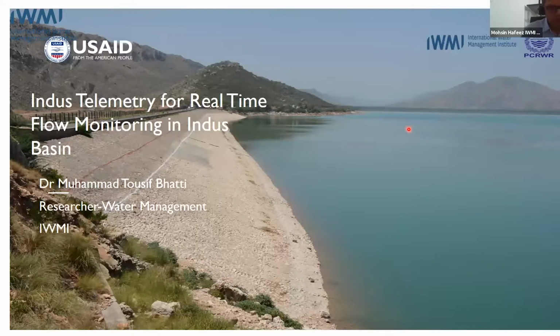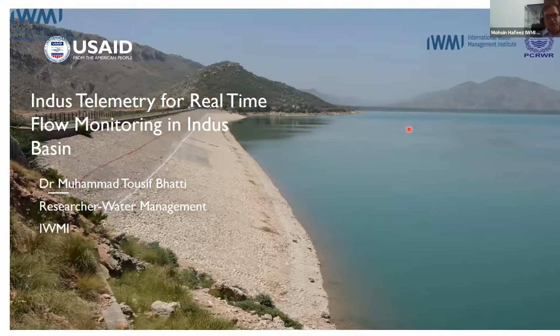Today Tosif will be talking about Indus telemetry, which is a giant endeavor of IWMI in partnership with the Pakistan Council of Research in Water Resources. This initiative started in 2017, funded by the FCDO, with automated flow monitoring and communication technologies tested at a large canal in Punjab, and quickly gained the confidence of stakeholders. Flow monitoring of one canal each in 4 provinces of Pakistan started in 2018. USAID Water Management for Enhanced Productivity is supporting Indus telemetry to monitor real-time flow in all major canals of Khyber Pakhtunkhwa.